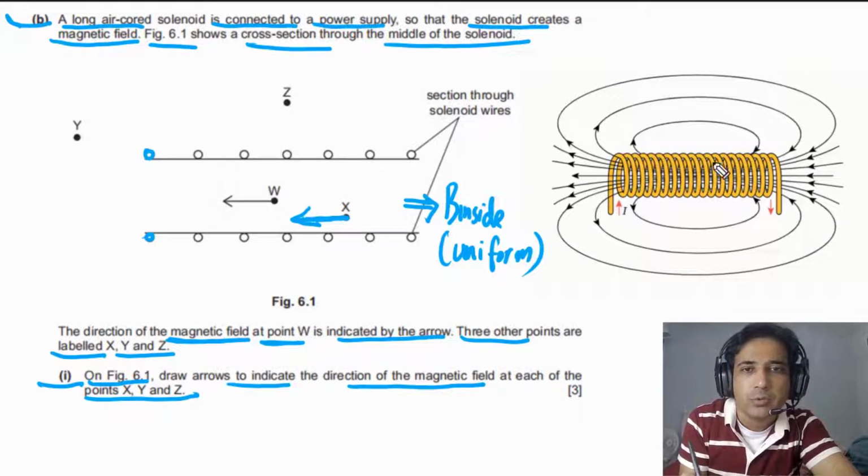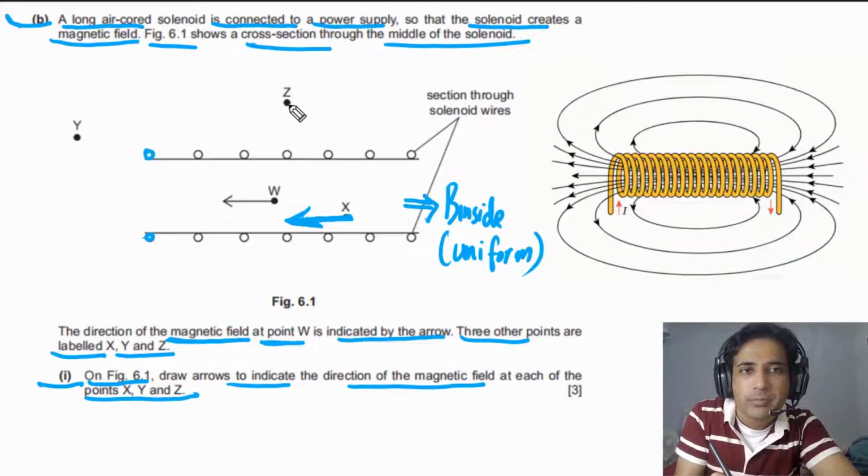You don't need to follow this, you need to follow this one. It is given to you, it is to the right. But the magnetic field of this solenoid and the magnetic field of the given solenoid are the same. So this has magnetic field to the left. So at point X, the magnetic field also has to be to the left, and the magnitude of the magnetic field is the same. So the length of the arrow has to be the same and it has to be in the same direction.